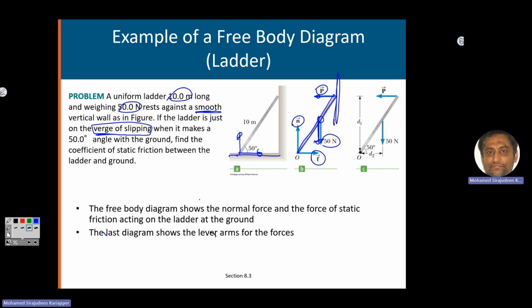Now, one thing you need to understand, the label. For this normal force, I use N. Usually we use N for the normal force. But can I use N here also? Then you will get confused. Because if you label this as N, you're going to give the same label for this, and you will think they are equal. Not really. They are not necessarily equal. So you better give a different label. Call it A, B, C, D, whatever you want. Here he is calling it P. P is the normal force from the wall on the ladder.